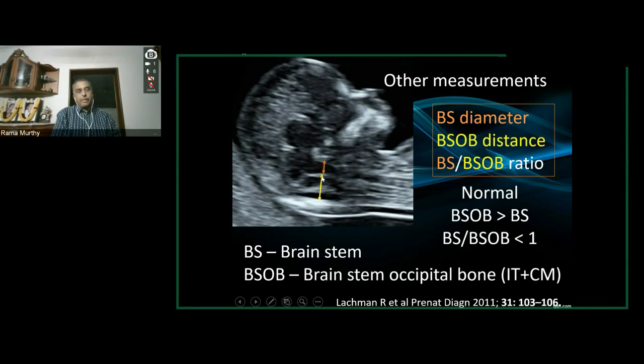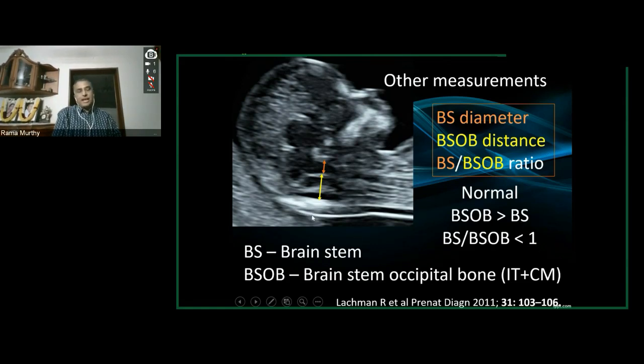This is the posterior aspect of the brainstem. That's the brainstem to the occipital bone distance that you see here. So always remember that the brainstem AP diameter is much lesser than the distance between the posterior aspect of the brainstem and the occipital bone. And since the brainstem is always smaller than the BSOB distance, if you do a brainstem to BSOB ratio, it's always lesser than 1.